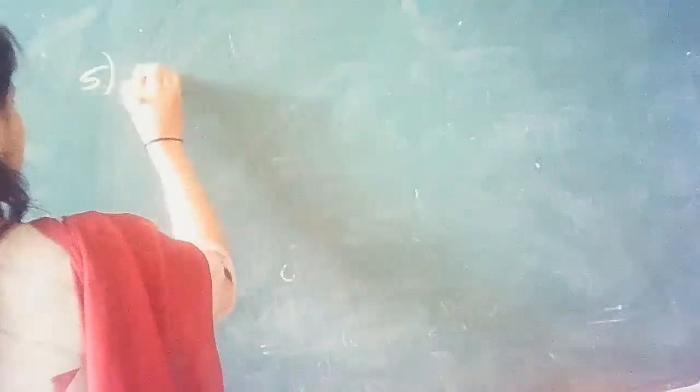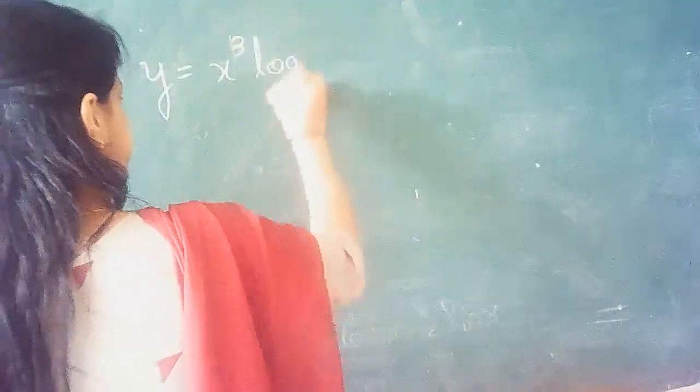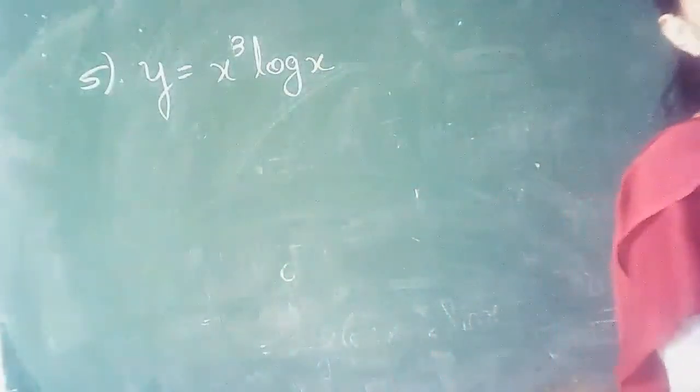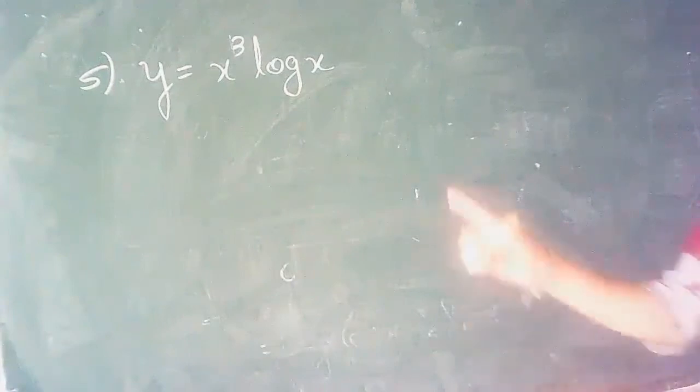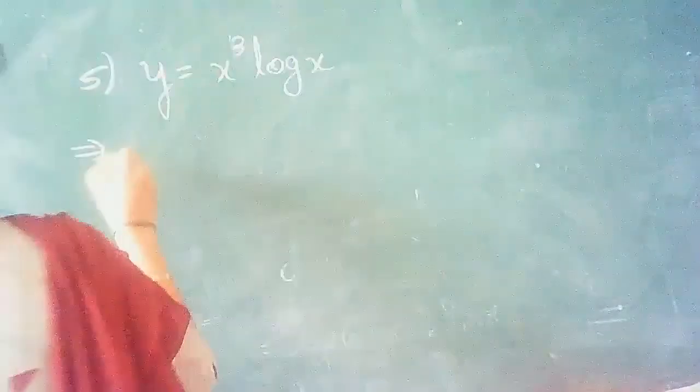Fifth, again it is very confusing. Be very careful. It is x cube log x. So again this is the product of two functions, so here we are going to use the Leibniz rule, or else you can call it the product rule.